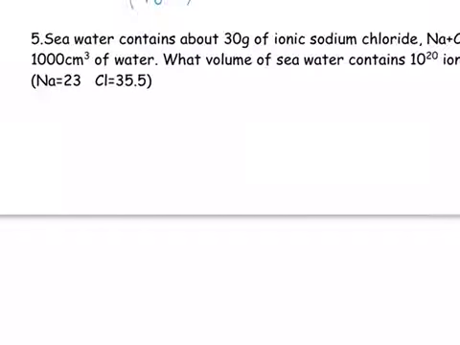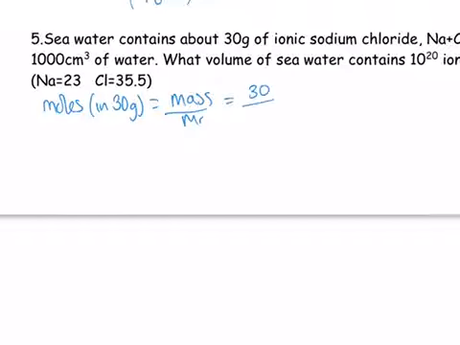Right, this is definitely the trickiest question, but it still can be worked through in the same systematic way. So the first thing we need to do is work out how many moles we have in 30 grams. So we're going to use mass over MR, which is 30 over 58.5, which gives us 0.51. It has no units, but sometimes putting mole in brackets afterwards reminds you what it is.